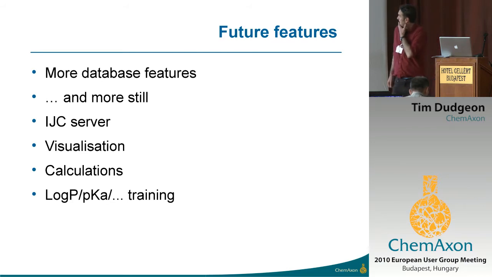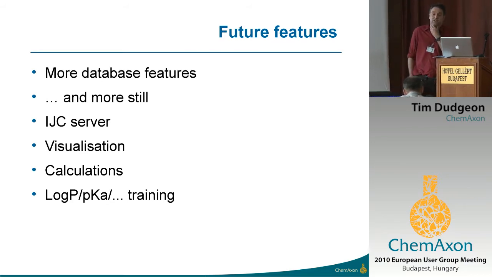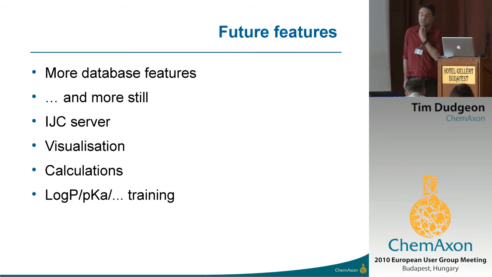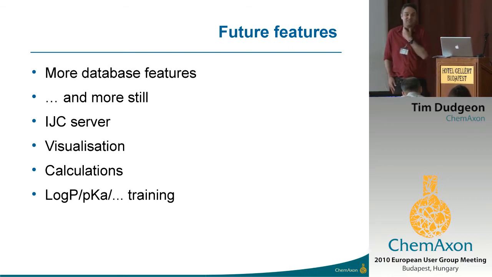So what's coming? Well, more database features. This is what we continue to get asked for more than anything else. And yet more database features, and yet more, and yet more. I'm sure even in Instant JChem 337, we will still be being asked for new database features.